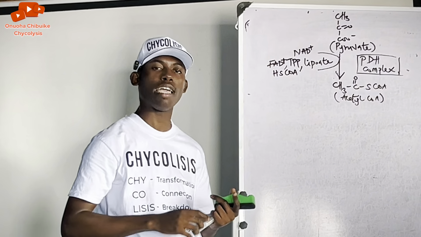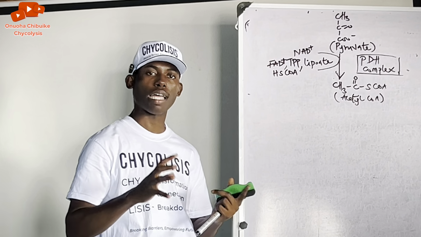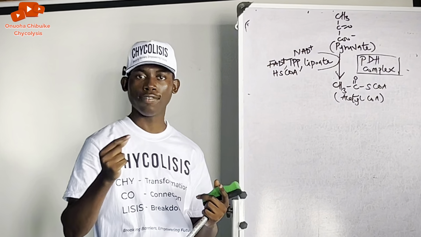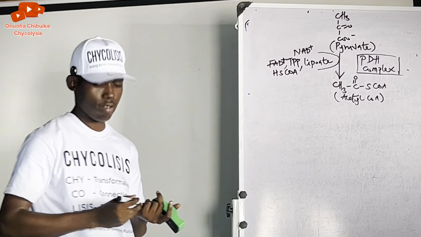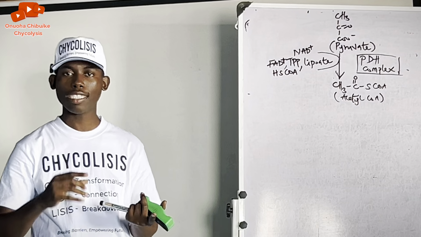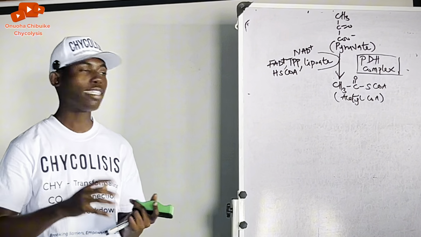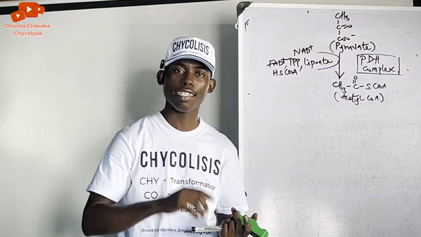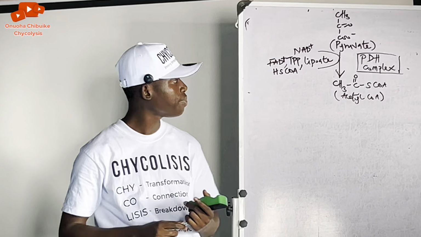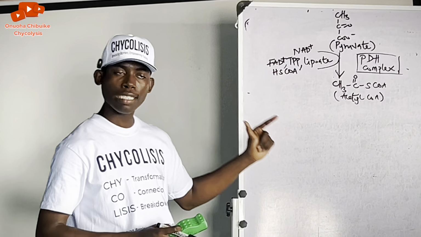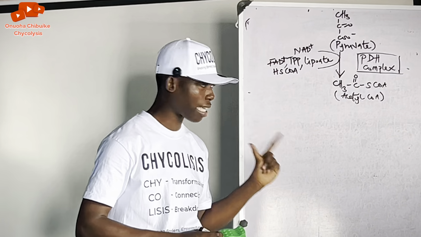The first enzyme is E1, which stands for pyruvate dehydrogenase. The second enzyme is E2, which codes for dihydrolipoyl transacetylase. The third enzyme is E3, which stands for dihydrolipoyl dehydrogenase. So pyruvate enters the mitochondria and is converted to acetyl-CoA.